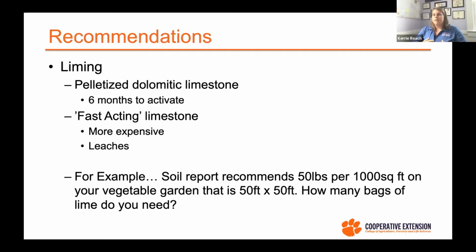So for an example, if your soil report recommends that you spread 50 pounds per 1,000 square feet on your vegetable garden, that is 50 by 50, okay? How many bags of lime do you need? Okay, so let's break this down. We're bringing this to the store. We've got to figure out, first of all, how many square feet is our garden? So 50 by 50, we're looking at 2,500 square feet.